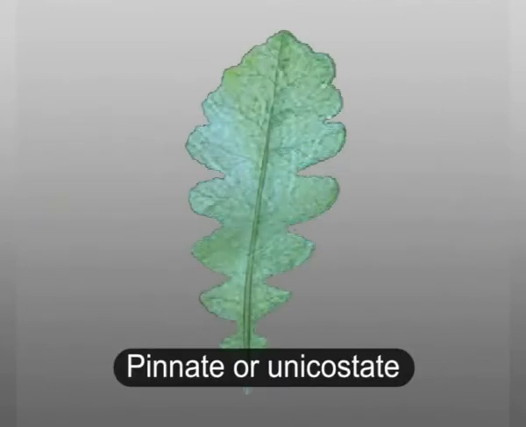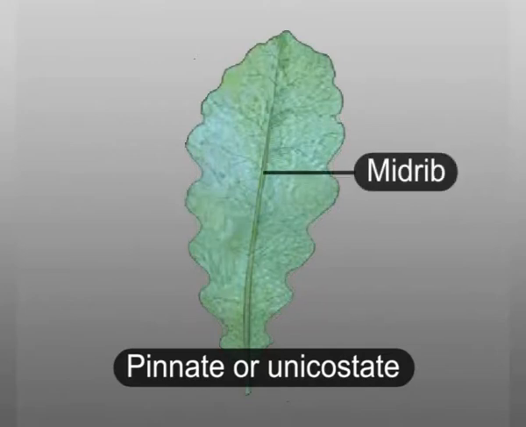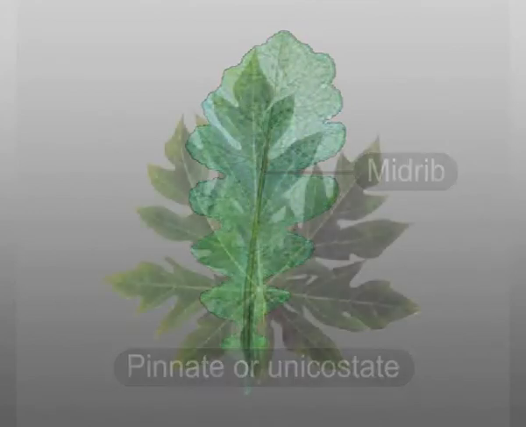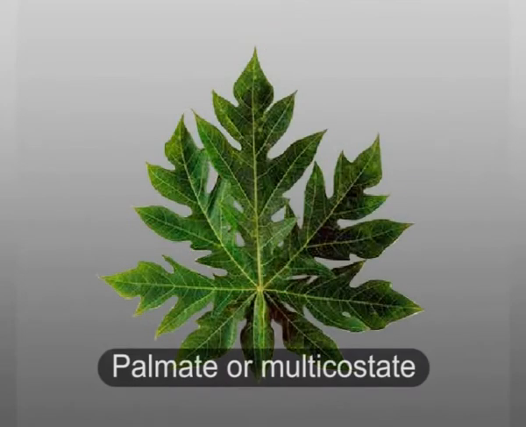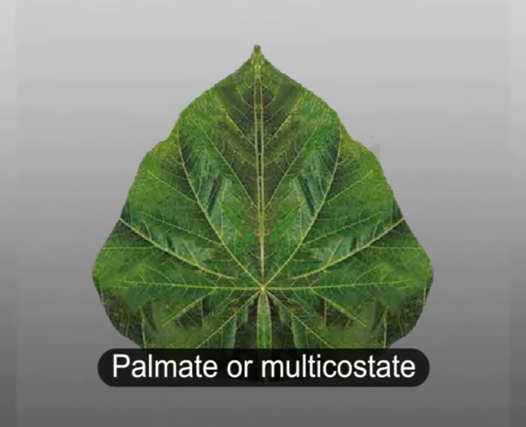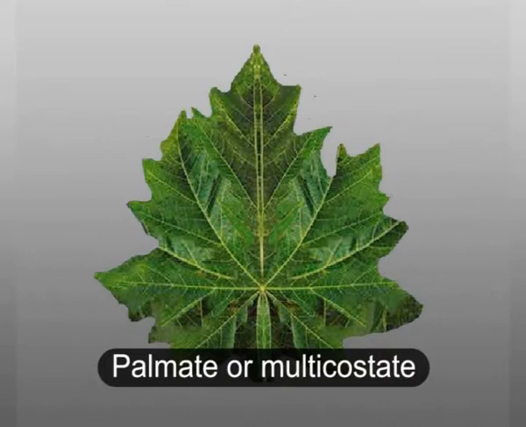The lamina may have various types of incisions. The incision is said to be pinnate or unicostate when the incision of lamina is toward the midrib in a unicostate lamina, as shown here in the leaf of radish. The incision is called palmate or multicostate type when the incision of lamina progresses toward the base or petiole in palmate lamina, as shown here in the visual of papaya.